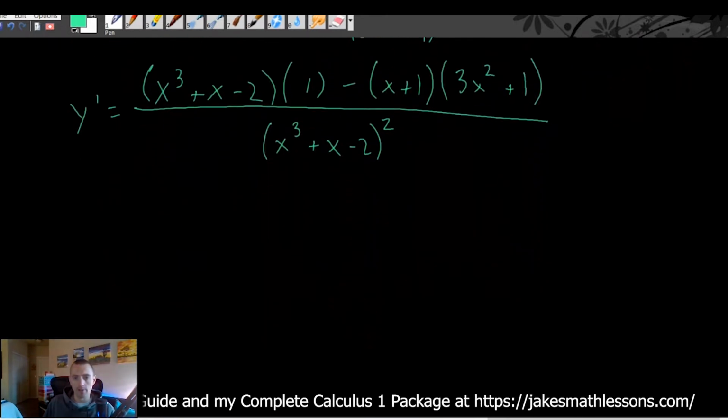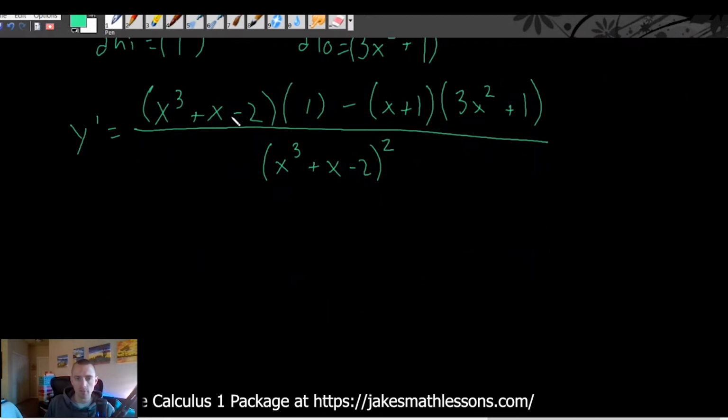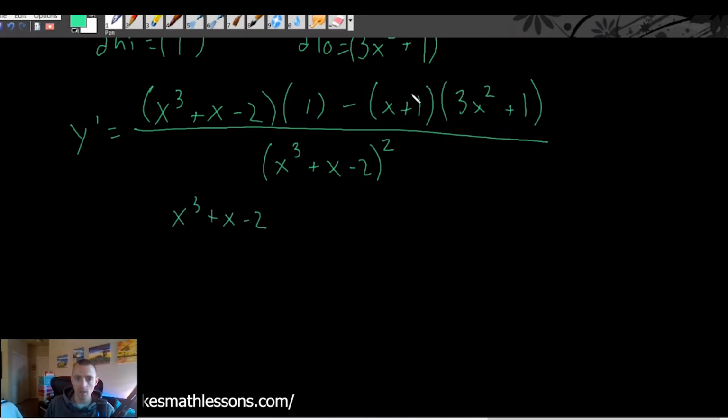Okay, so now we can go ahead and simplify this. So we will take (x cubed plus x minus 2) all times 1, which is just the same thing, x cubed plus x minus 2. This is going to have to be FOILed. So we're going to do the first term times the first term. And this is another thing to be very careful of when it comes to distributing and all that in parentheses.